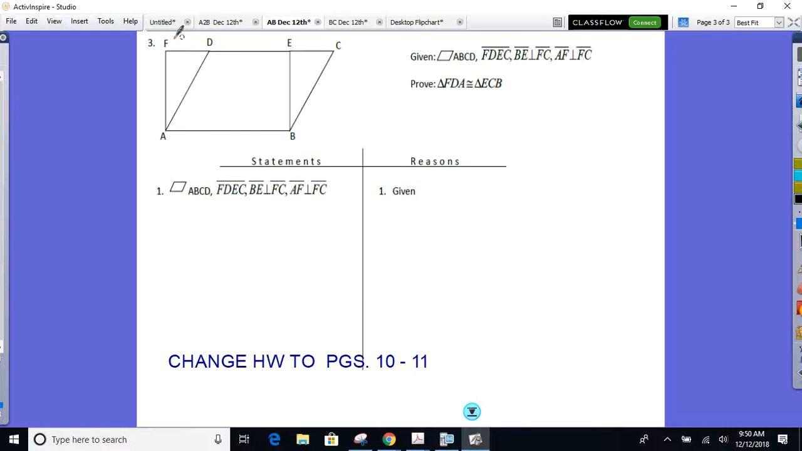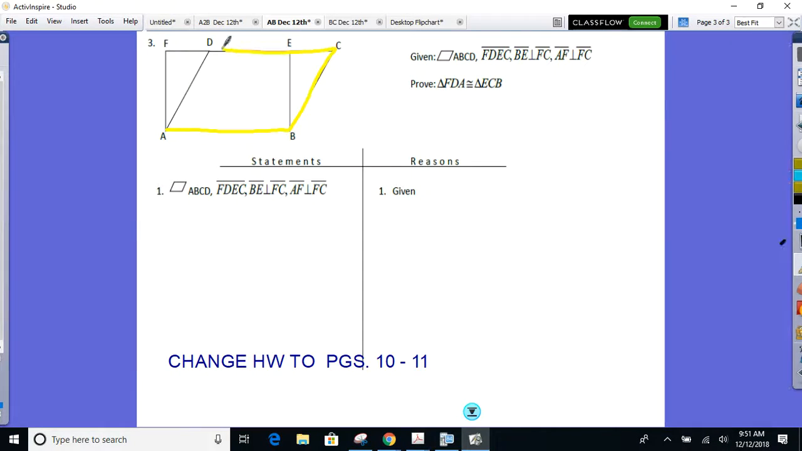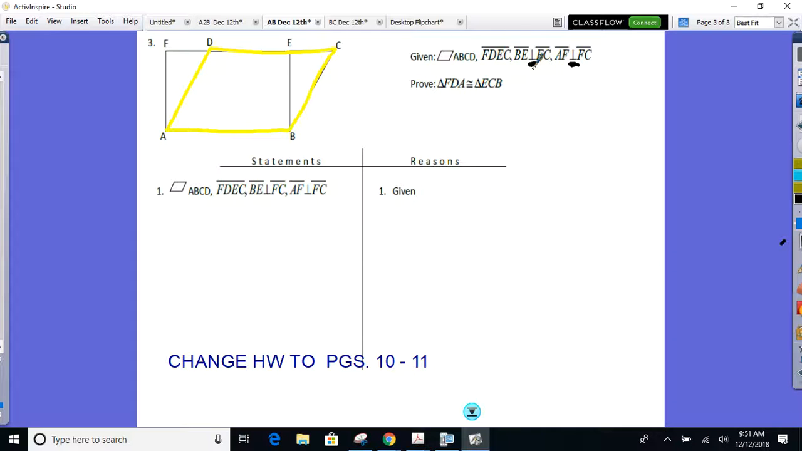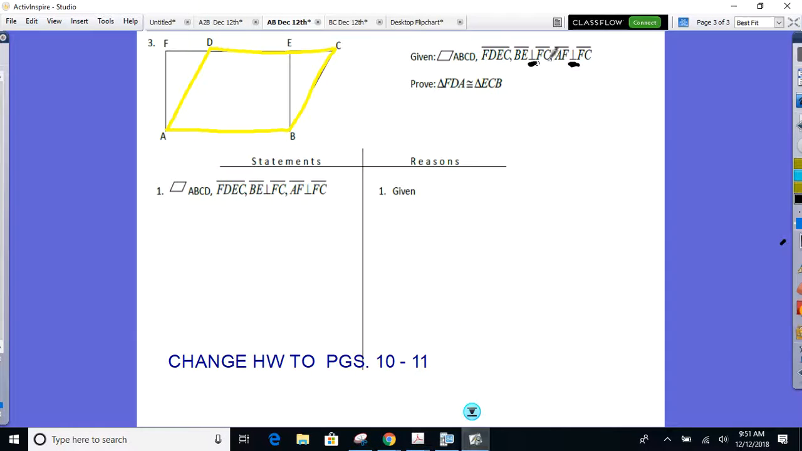Another proving triangles congruent proof. All right, so look, given I gave you ABCD as a parallelogram. So any property you want to apply to that figure, you can. My next question: what are these symbols and what should I put on my diagram that represent them? Right angles, yes. Specifically at angle F and angle BEC.